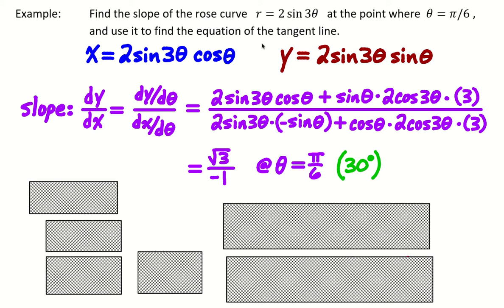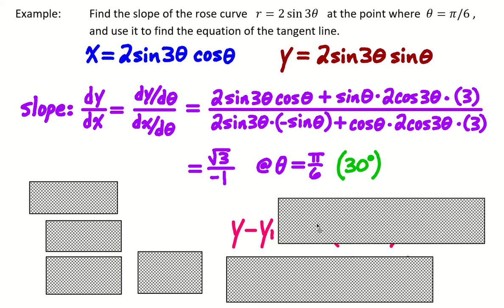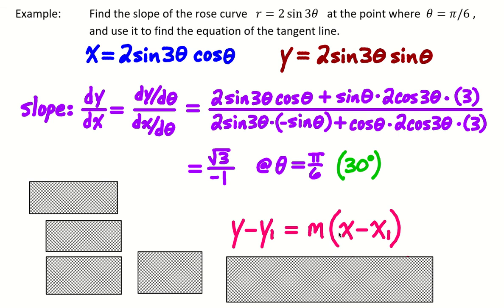Now the rest of this, we have to use it to find the equation of a tangent line. Well, to find the equation of a line, what I always look for is the slope, which it looks like we have, and then we just need any random point. So maybe we can use theta equals pi over 6, and that would get us both an x and a y, I think.